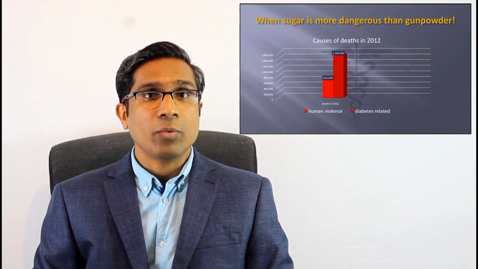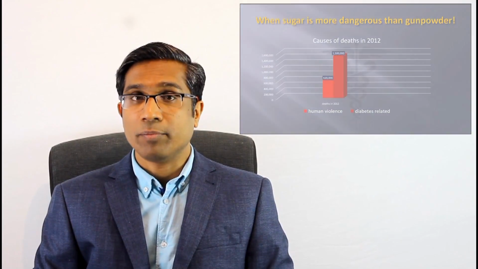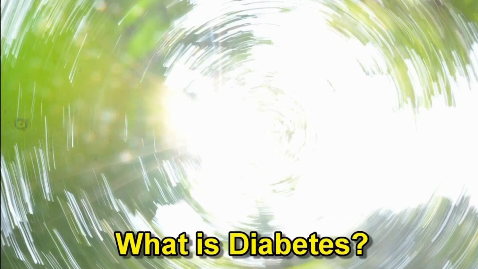3/4 of all diabetics live in the low and middle income countries. We also live in an era where sugar is more powerful than gunpowder. In 2012, there were 56 million deaths worldwide, of which 620,000 were due to human violence, whereas diabetes attributed to 1.5 million deaths around the world.